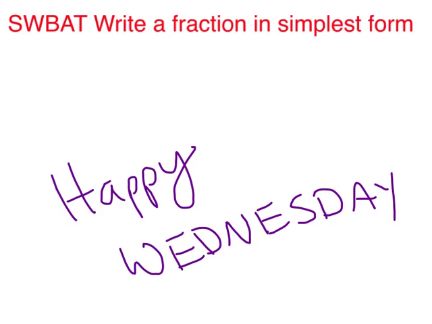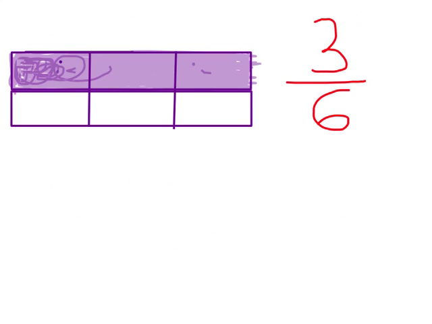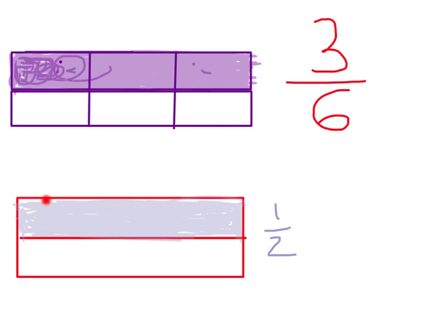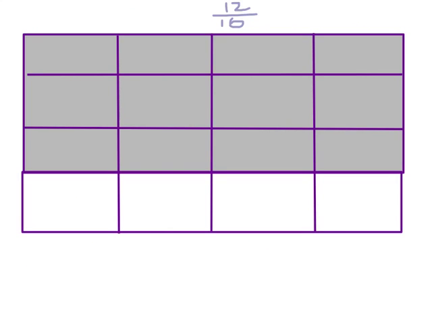Let's start by looking at an example. Let's use the model below to write the fraction 3/6 in the simplest form. I can see that if I divide each row by 3, this fraction is the same as 1/2. I have one group of 3 out of two groups of 3. When I simplify a fraction, I divide the numerator and the denominator by the same number until they no longer have a common factor. Let's look at another example, 12/16, and simplify that.